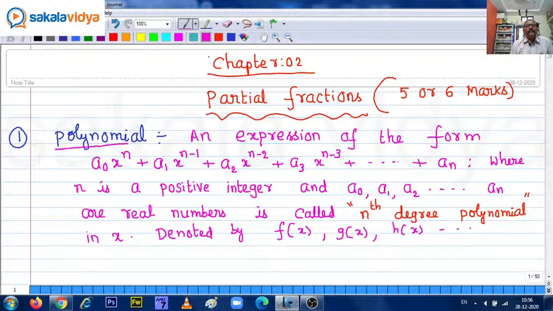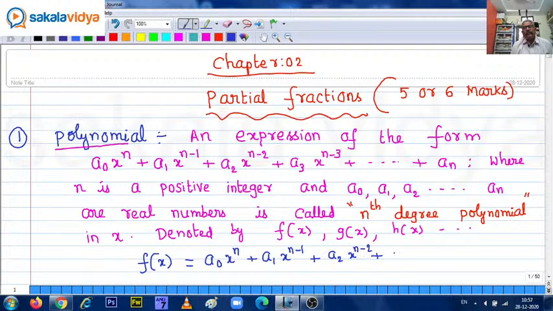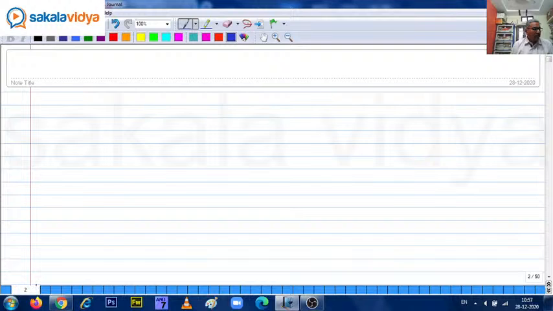So now this can be written like this. f of x equals a naught x to the power of n plus a1 x to the power of n minus 1 plus a2 x to the power of n minus 2 plus a3 x to the power of n minus 3 plus so on, plus an. So this is what is meant by a polynomial.